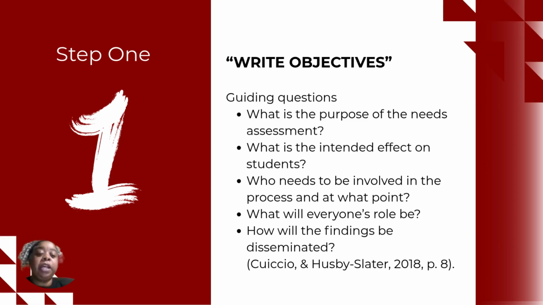According to Cusio and Husby Slater, there are seven major steps that a planning team needs to consider when planning a needs assessment approach. The first step is to write your objectives. There are several guiding questions that will be included on the next few slides, and I'll be highlighting a few. Again, we want to think about those three guiding questions that were shared on the previous slide. In addition to those three major items, a planning team needs to consider who needs to be involved in the process, what will everyone's role be, and how will the findings be disseminated.